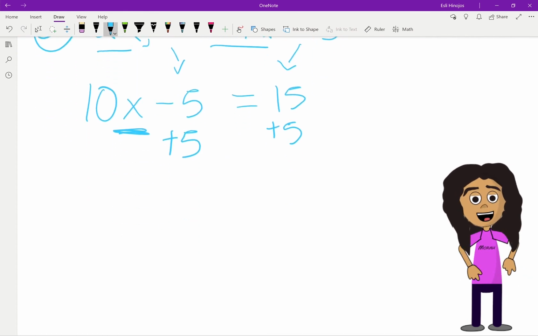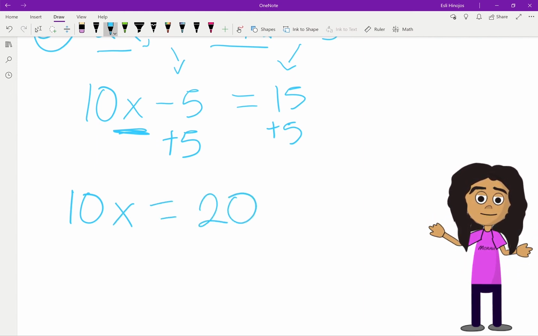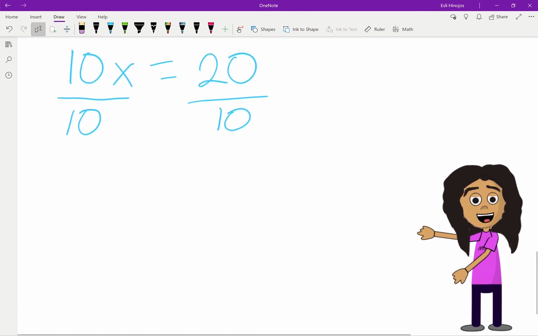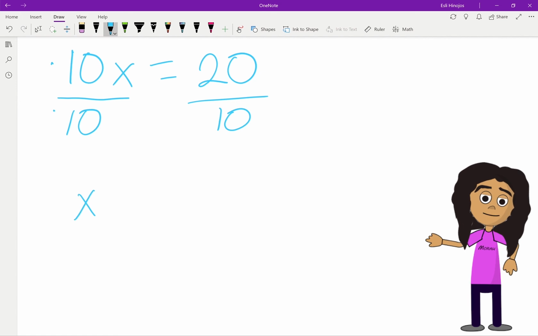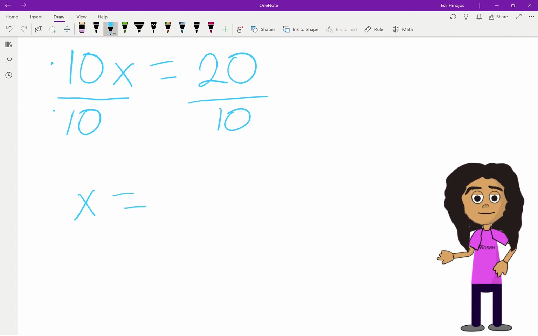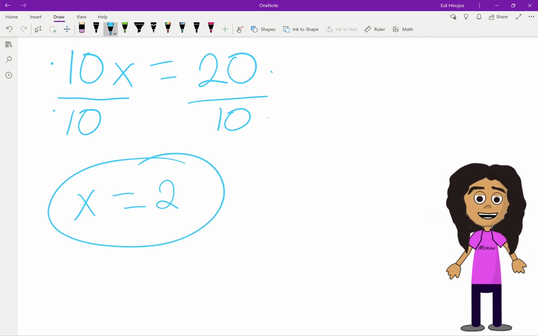Alright, so now we're writing this equation. We have 10x equals 20. And we are going to divide the 10 and divide the 10 here. 10 divided by 10 equals 1. So that's basically just x. You have an invisible 1 here, but we could just write it as x. And that equals 20 divided by 10 equals 2. And that's our answer. If you got it right, congratulations.